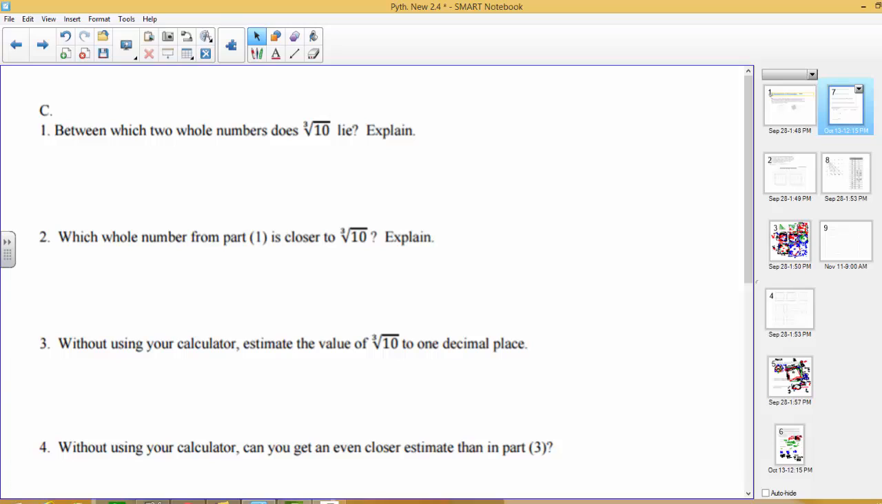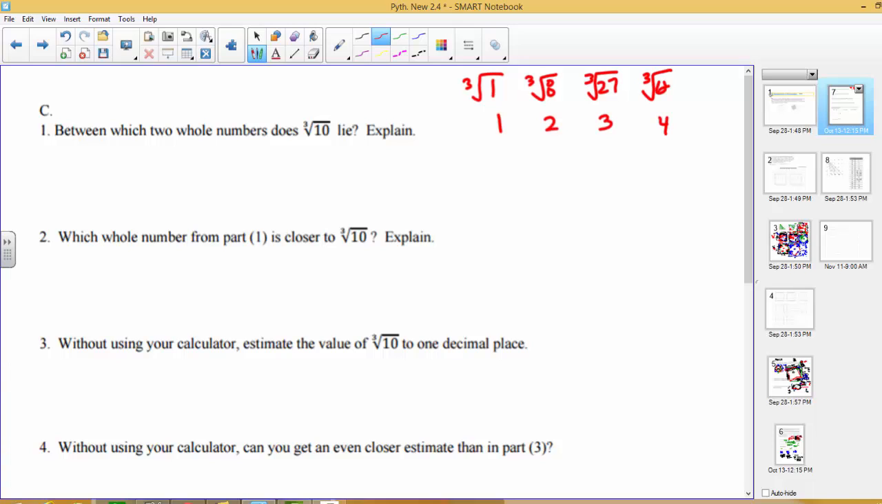So now it says, between which two whole numbers does the cube root of 10 lie? So we know that 1 cubed is 1, so the cube root of 1 is 1. And 2 cubed is 8, so the cube root of 8 is 2. And 3 cubed is 27, so the cube root of 27 is 3. And 4 cubed is 64, so the cube root of 64 is 4. And 5 cubed is 125, so the cube root of 125 is 5. So this says the cube root of 10. That would be right here. So it's between 2 and 3.